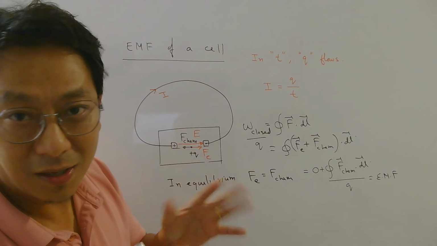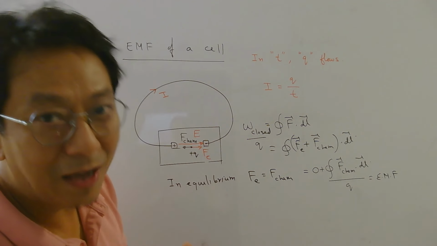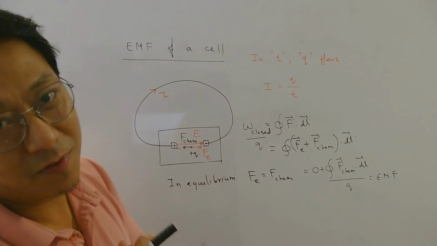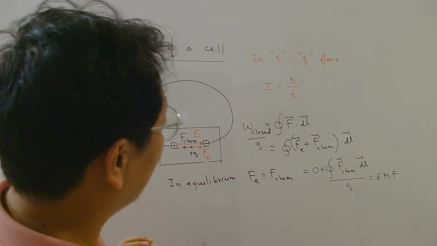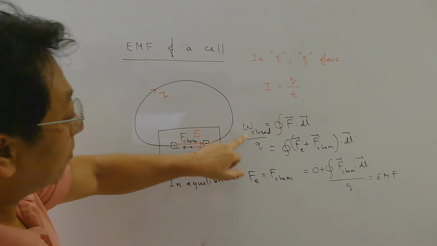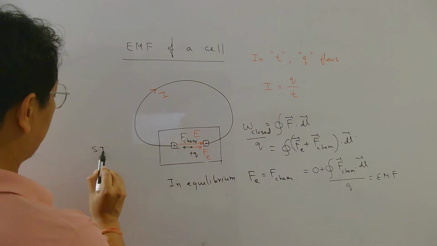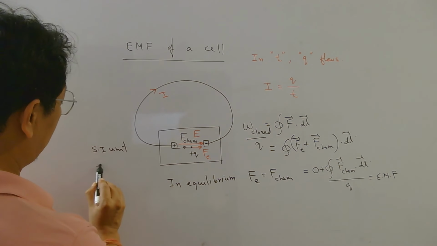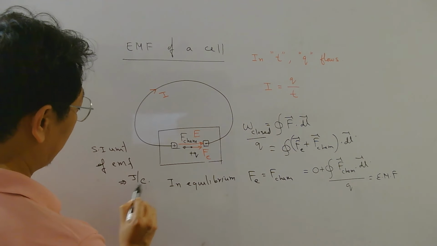And you know that conservative forces will not do any work in a closed path. So there has to be some non-conservative forces. In this case, it is the chemical force. So since it is work done per unit charge, what will be the unit of EMF? The SI unit of EMF will obviously be joules per coulomb.